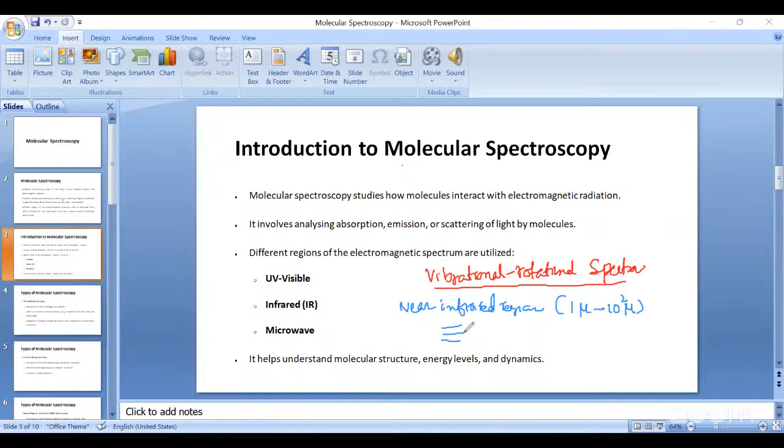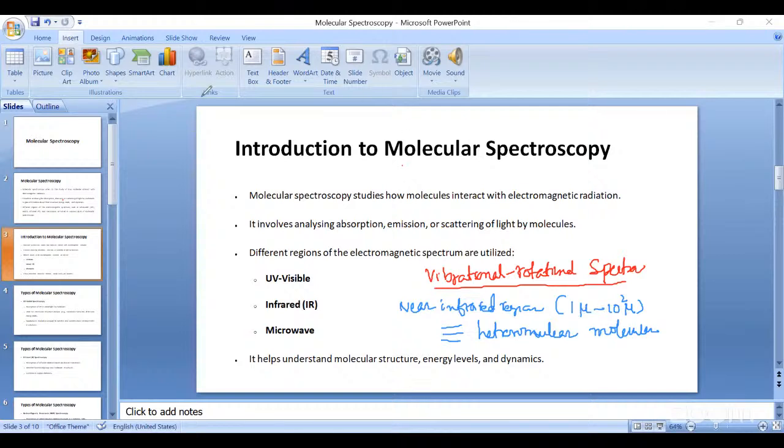This vibrational rotation spectra can be observed only in the case of heteronuclear molecules. Whereas in the case of homonuclear molecules, like hydrogen, nitrogen, and oxygen, this vibrational rotational spectra is not produced.